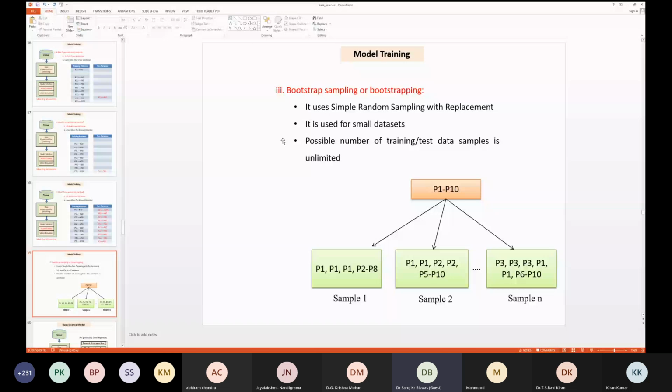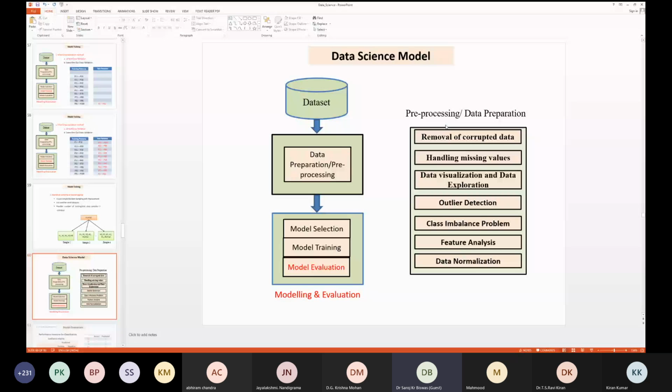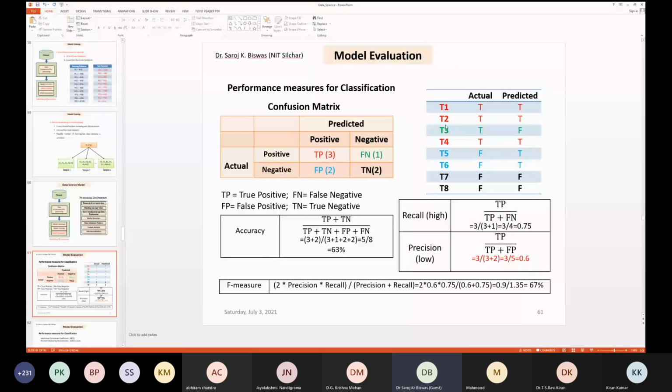bootstrapping came into existence. This is another kind of paradigm. And after that, we move to model evaluation. If it's a classification problem, you need to make a confusion matrix. I have explained it nicely with an example here, but due to paucity of time we cannot do it. For classification, we need to find accuracy. For a regression problem, we need to find R squared.